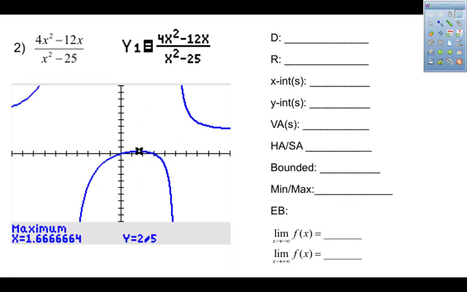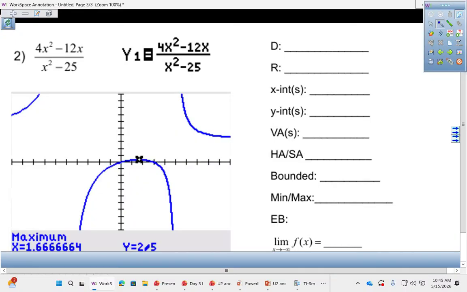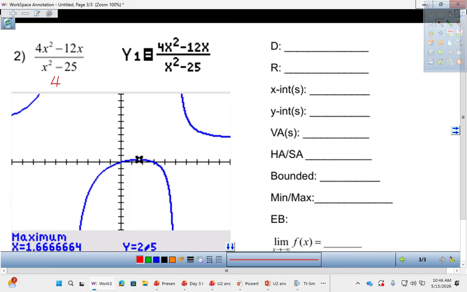This one's the second one. I'm just showing you how I typed it into the calculator. I did the alpha y equals, so I got it in that form. So we can use the graph, but if you're going to use the equation, you want to factor it. So I'm just factoring out a 4x, and then I'm doing perfect squares on the bottom.